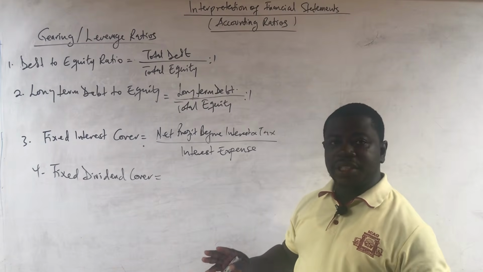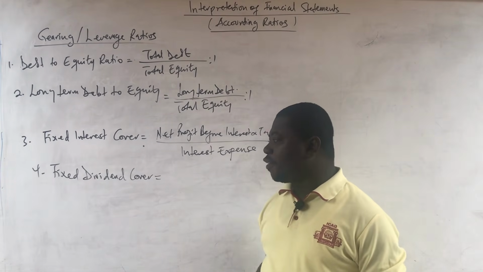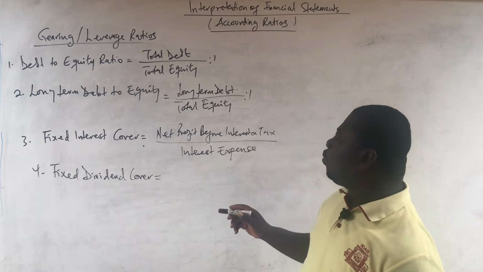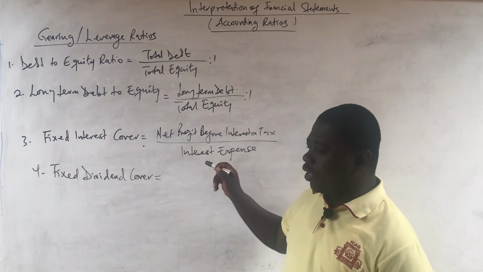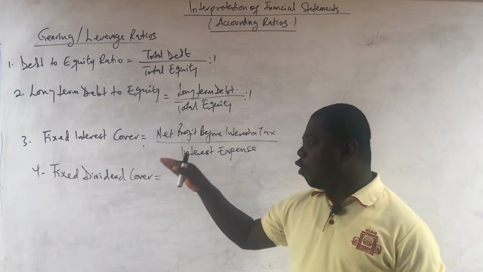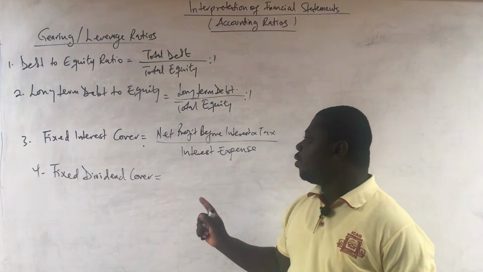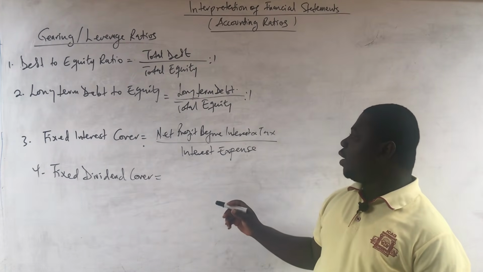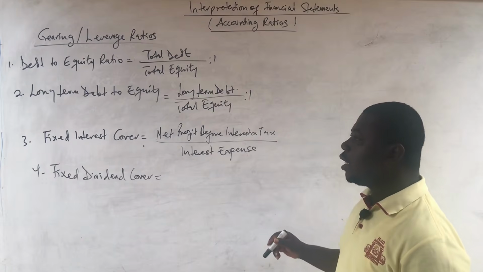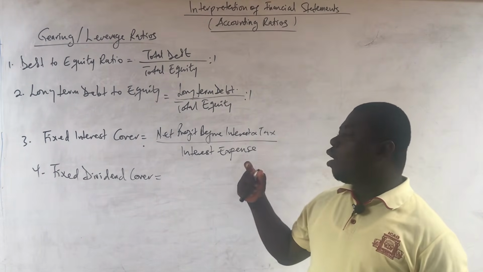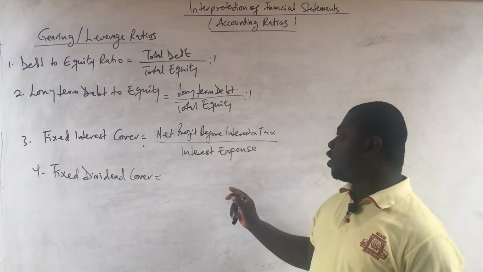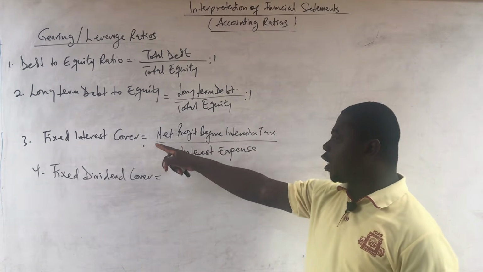You pay the same amount every year. That is the meaning of the fixed dividend. And we are looking at how many times we can cover that, just like we look at how many times we cover the interest expense. You remember that I told you that on the format of the income statement, when we get to the net profit before interest and tax, we pay the interest expense. That is why it was used as a yardstick for cover.